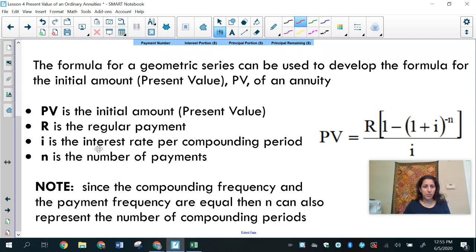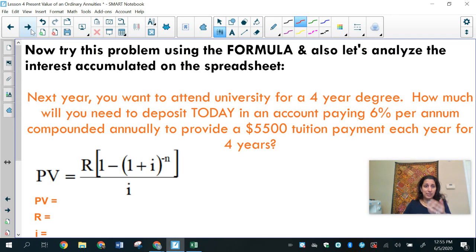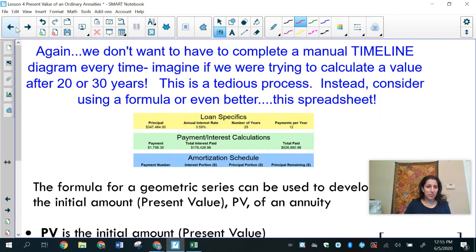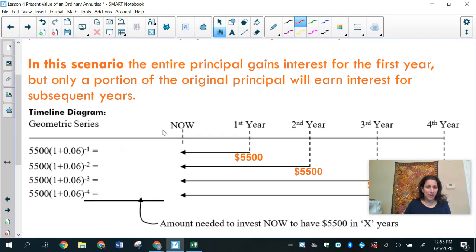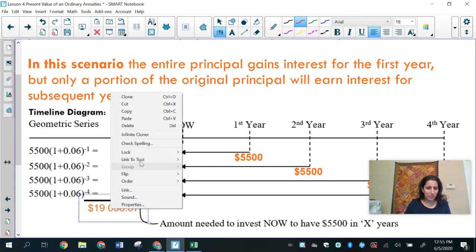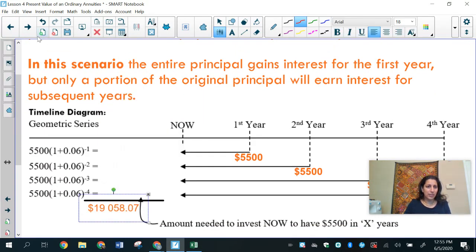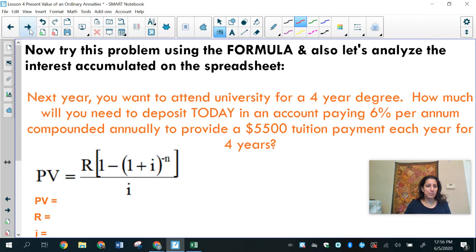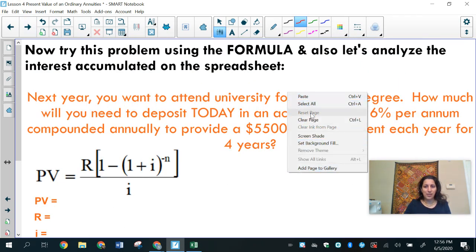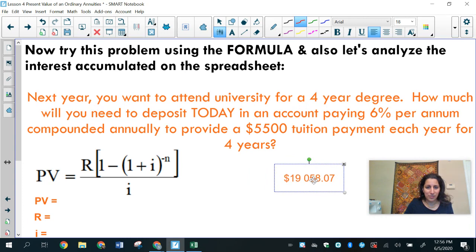All the variables or parameters mean the same thing that they did before, so I'm not going to reintroduce those, but let's just try that same example we just did a minute ago and plug them into this formula, and what we should get is that 19,058. So, all right, let's double check.